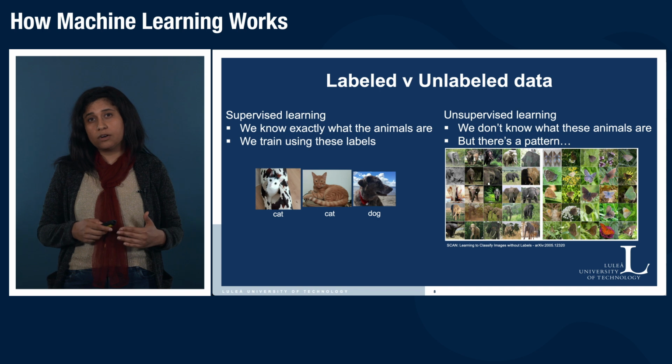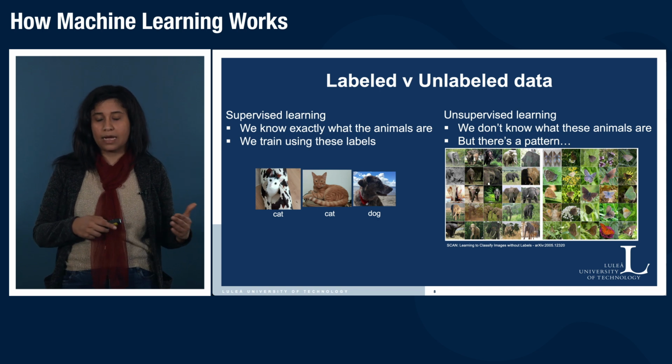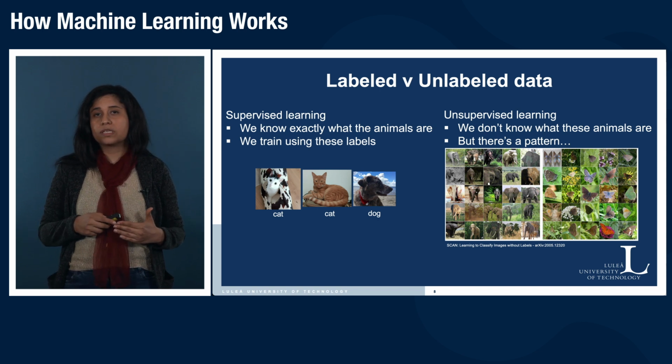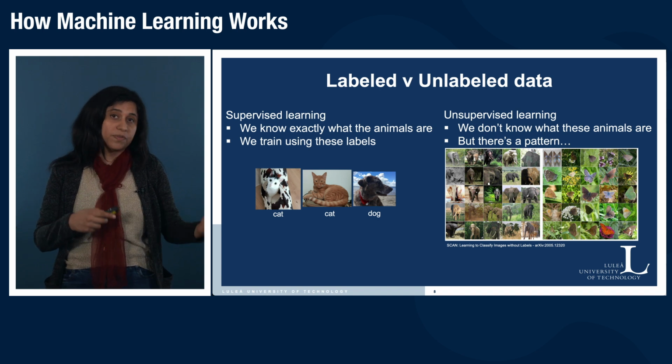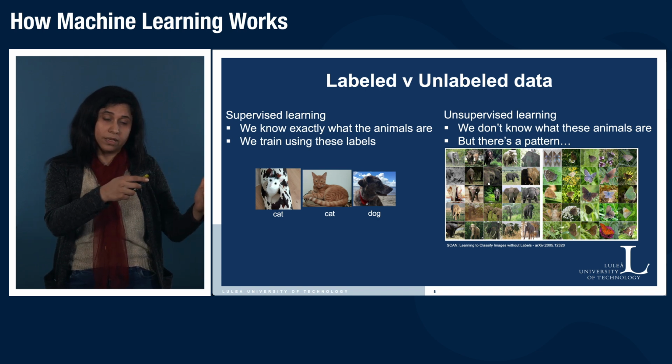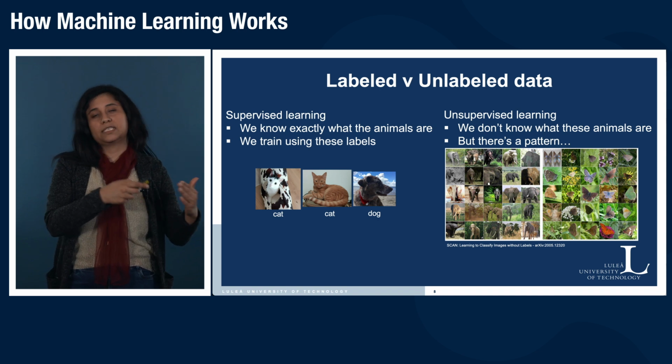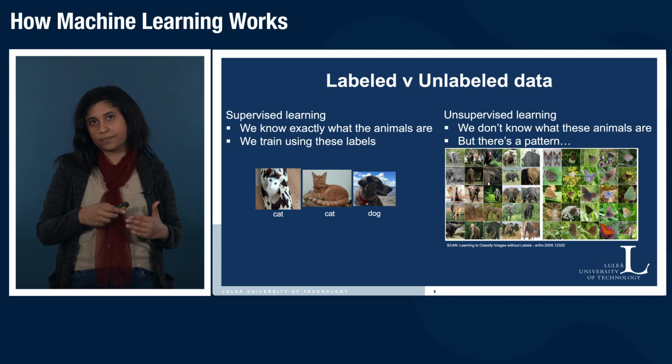We can see here what we mean by labeled and unlabeled data, and what is supervised and unsupervised learning. In supervised learning, we have the labeled data, and the label, and when we have a new image, we can classify it as a dog or cat.